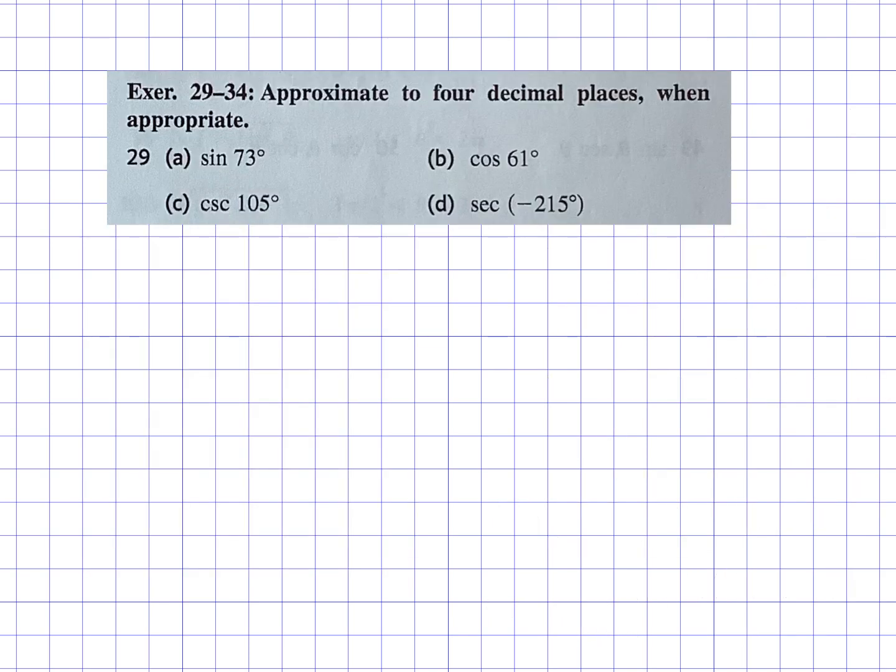Okay, so this section is about using your calculator. So all you do is make sure you're in degree mode because we're dealing with degrees, and that's how you know what to use. If you have degrees, make sure you are in degree mode. So you hit the sine of 73, and that's going to be 0.9563. Okay, so that's approximately. Now the cosine of 61, again, you're in degrees. So cosine of 61 is 0.4848.